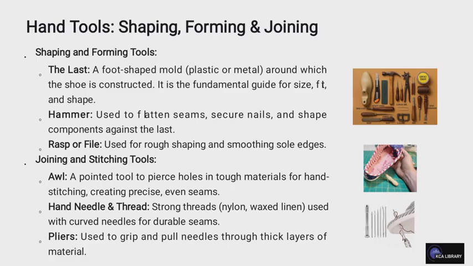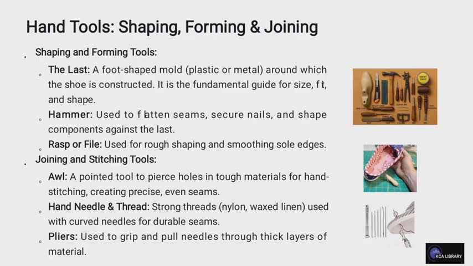We have the category of shaping and forming tools, and for this we have the last, which is a foot shaped mold, either plastic or metal, around which the shoe is constructed, and it is a fundamental guide for size, fit, and also shape. We also have the hammer, which is used to flatten seams, secure nails, and also shape components against the last.